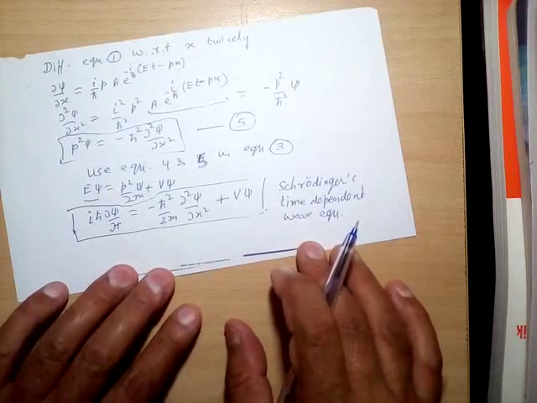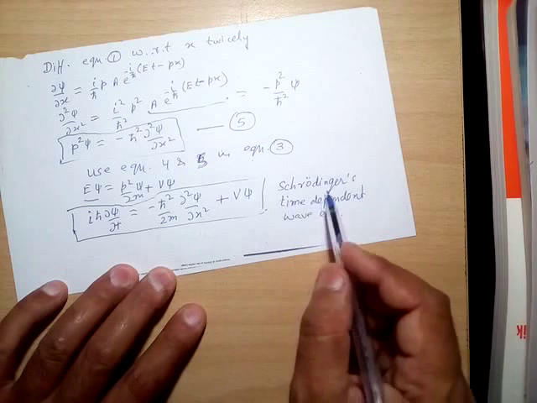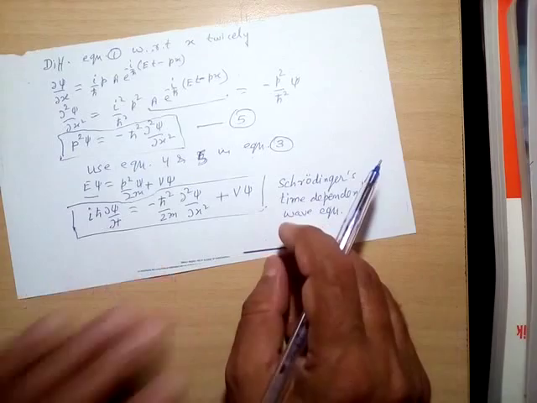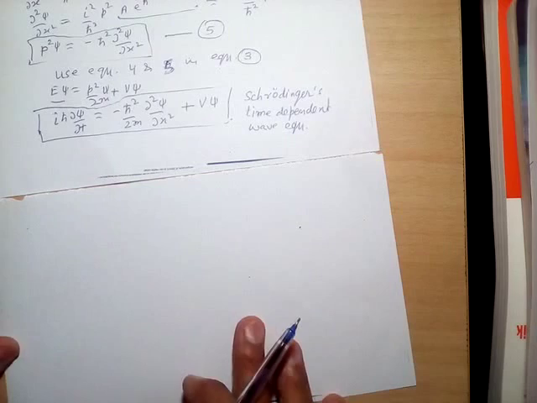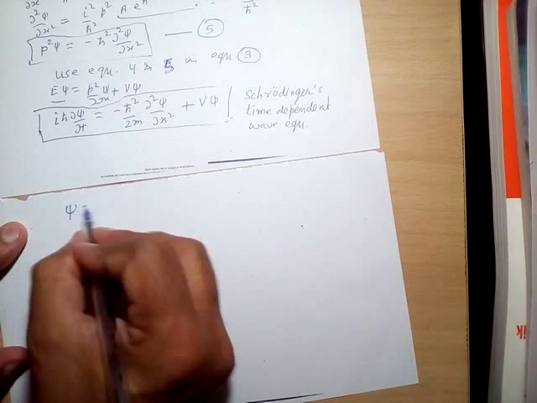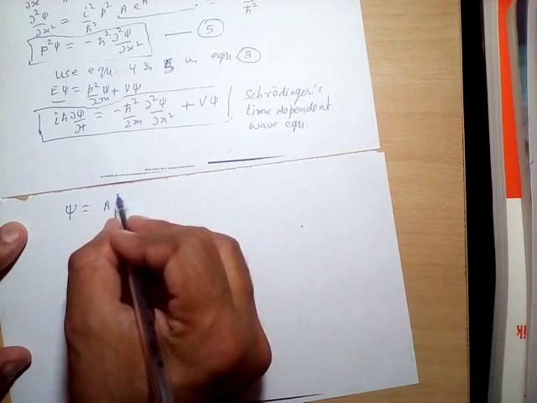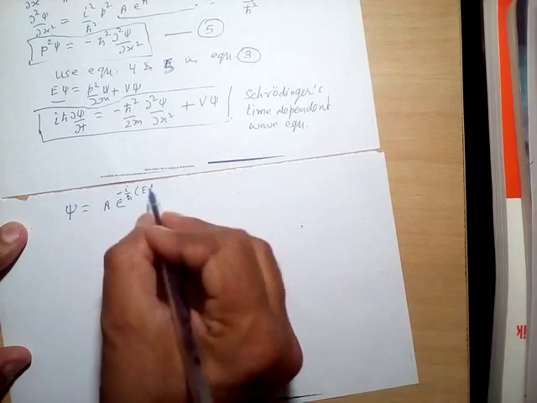Now, if you want to get the Schrodinger time independent wave equation, in order to derive the time independent Schrodinger equation, we know that the wave function is given as psi is equal to A e to the power minus iota by h cross (E t minus p x).